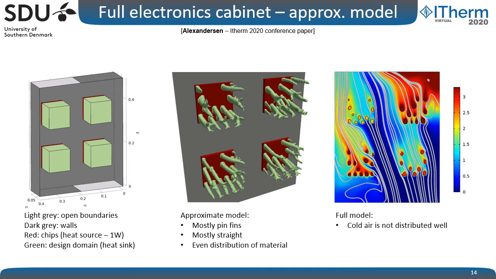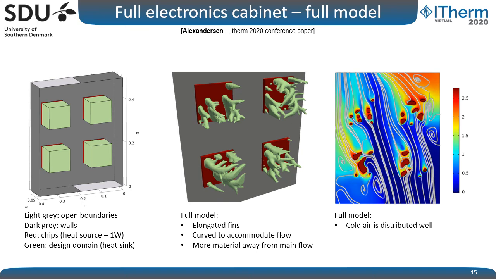So we see that the cold air is not distributed well in the full model, but of course when optimizing using the simplified model, it doesn't see that. If we then optimize using the full model, we get these elongated fins, these elongated cross sections again. They are curved to accommodate the flow, and we see that we have more material away from the main flow.